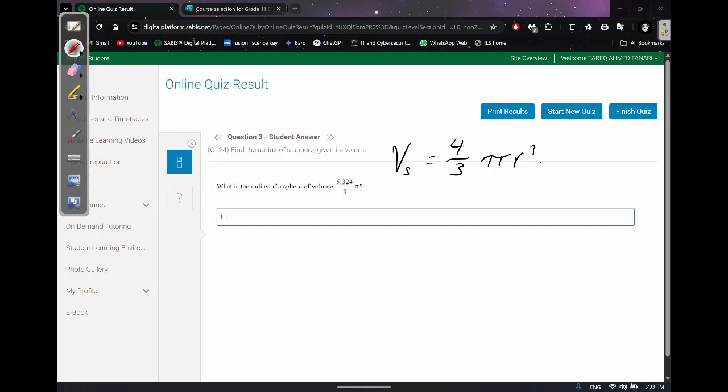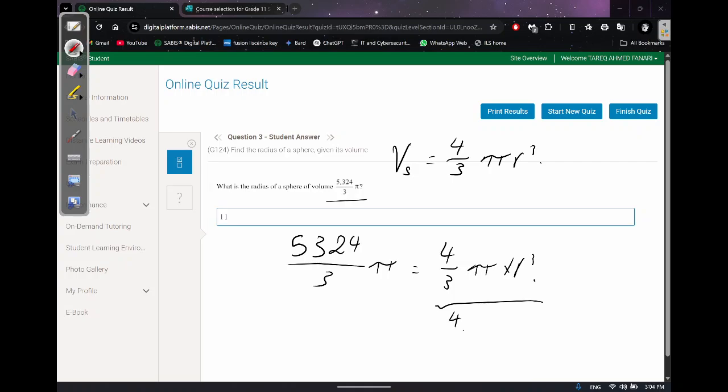We have the volume, so we're just going to substitute. 5,324 over 3 pi equals 4 over 3 pi times r cubed. The reason I put this times is to make it simpler for me to isolate it, because all we're going to do is divide by 4 over 3 pi on both sides. 4 over 3 pi will cancel with 4 over 3 pi. Pi and pi will cancel.